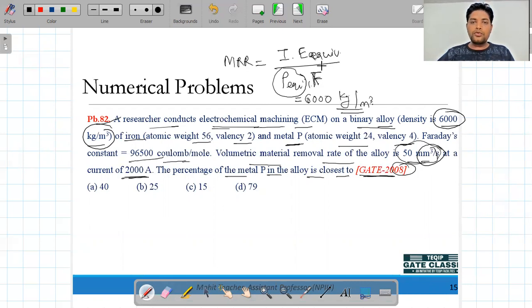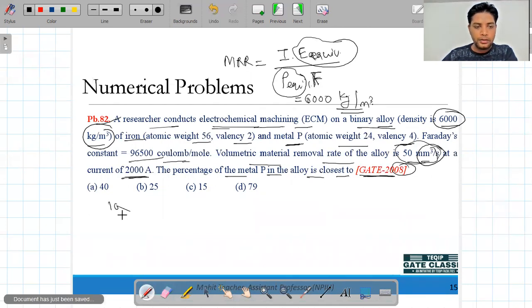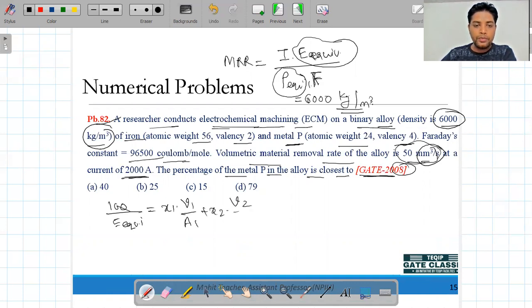Okay, so now we only have to calculate this E equivalent. So how do we calculate this E equivalent? That will be equal to 100 by E equivalent, which is x1 into v1 by a1 plus x2 into v2 by a2, since there are two elements.